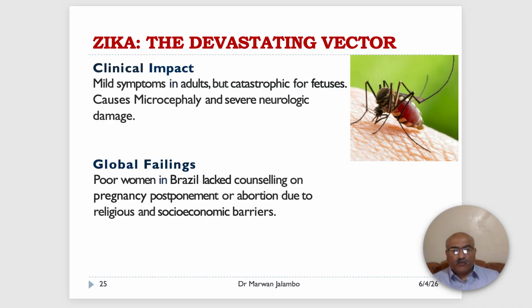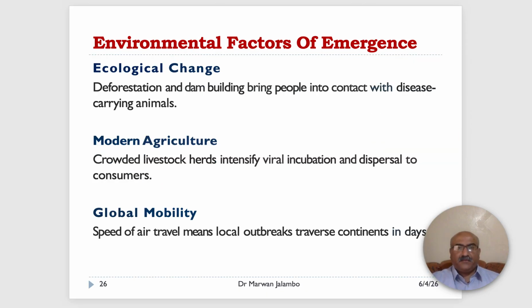Why are we seeing so many of these new diseases now? The answer lies in the environment. So, environmental factors of emergence. Human activity is driving disease emergence. Ecological change, deforestation brings us into contact with new species. Modern agriculture crowds livestock in ways that act as viral incubators, and global mobility ensures that no infection stays local for long.